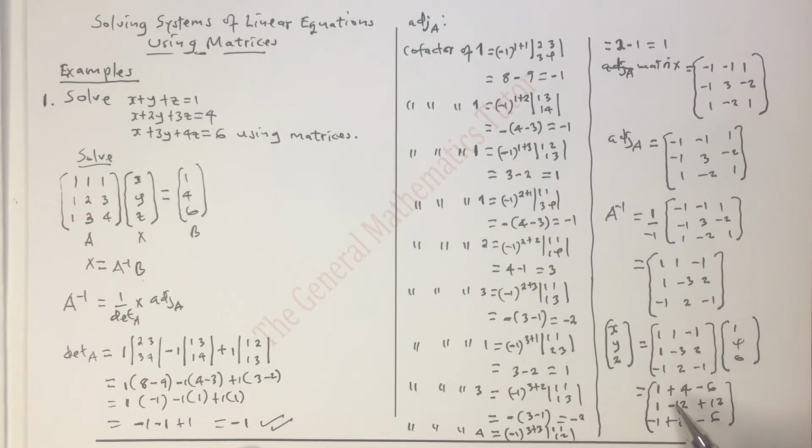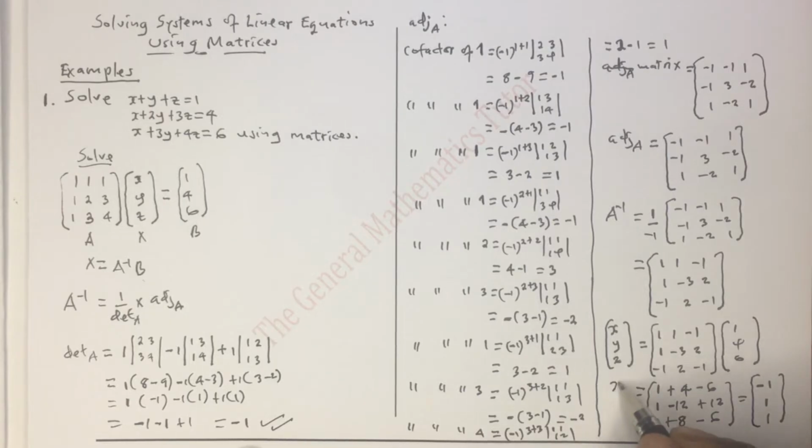So if we work this out, this is 5 minus 6, which is just negative 1. Then we have 1 minus 12 plus 12, that is 1. Then we have 8 minus 7, which is also just 1. So remember that this was x, y, z. So it means the values that you obtain are that x is equal to negative 1, y is equal to 1, and z is equal to 1.